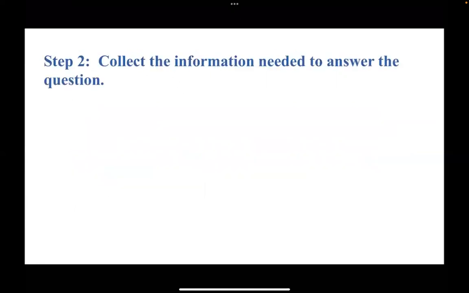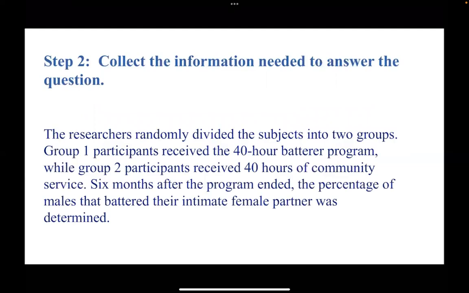Next is where we collect our information. Here's our information that we need. We took however many men it was. Group 1 was in a batterer treatment program. Group 2 were in community service. 6 months after, we determined whether or not they battered their intimate female partner again. So we still have not crunched any numbers. All we did was collect the information. This is how the program was done.